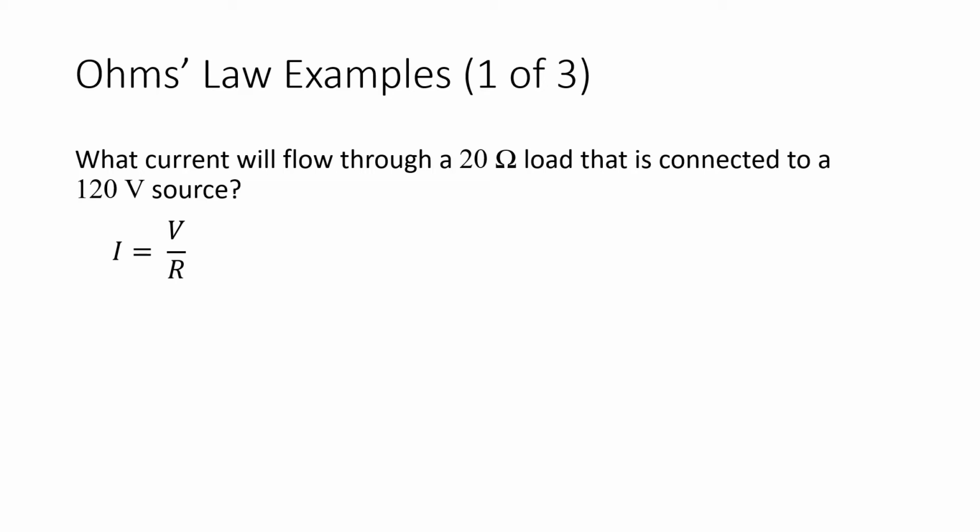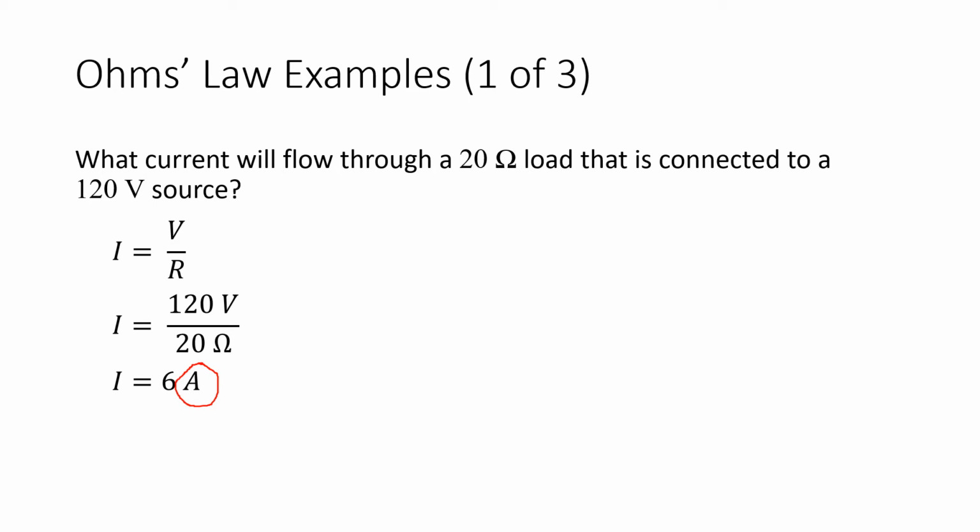Then substitute in the known quantities. I equals 120 volts divided by 20 ohms. And then solve for an answer. I equals 6 amps. Now, for this problem, writing down the number 6 is not a correct answer. You must include the correct unit symbol, in this case the capital letter A, for amps.